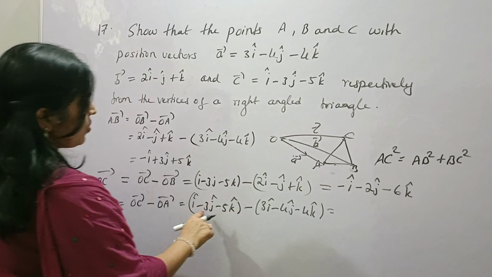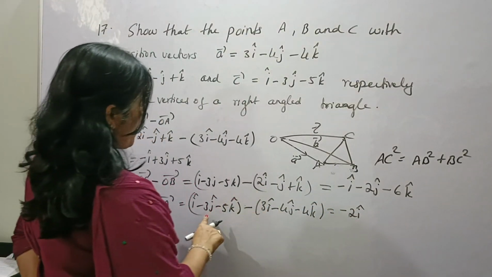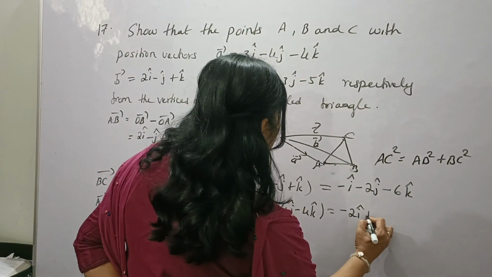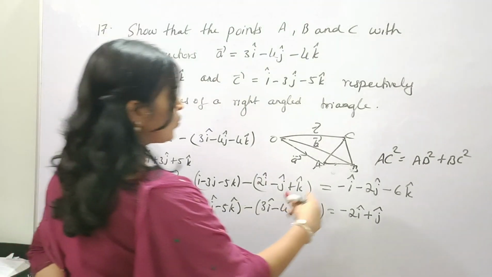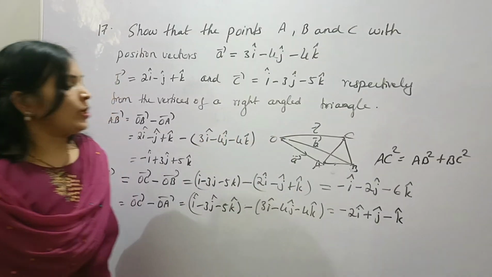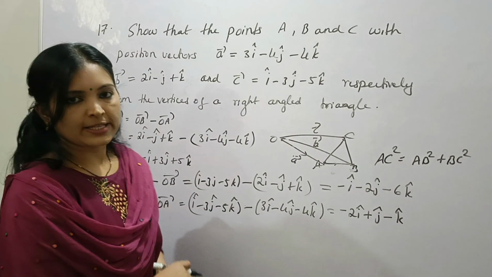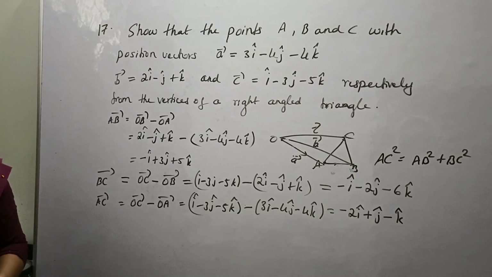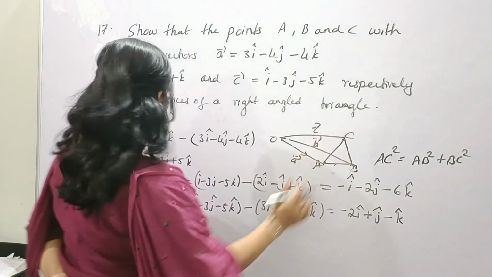That is equal to (1 − 3)i, that is −2i, plus (−3 + 4)j, that is +1j, plus (−5 + 4)k, that is −k. Okay. So here we have got three vectors, vector AB, vector BC, vector AC. Then let's find the magnitudes of these vectors. That is the length of these sides, right?